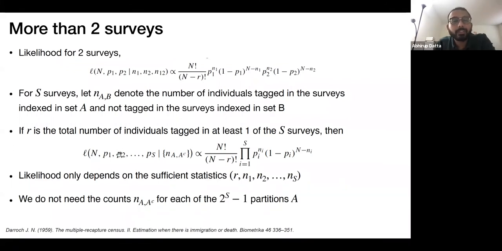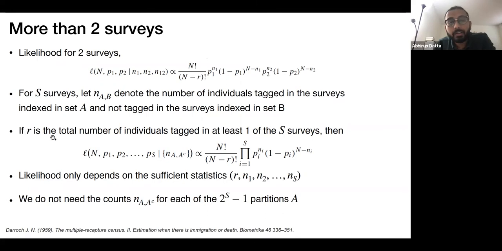If we have, say, S many surveys where S can be greater than 2, then writing down the likelihood requires a little bit of notation, but I'll try to keep the notation at a minimum. We denote by n subscript AB the number of individuals who are tagged in surveys that are indexed by the set A and not tagged in surveys that are indexed by the set B. So this denotes the finest partitions of the population in terms of their inclusion probabilities.